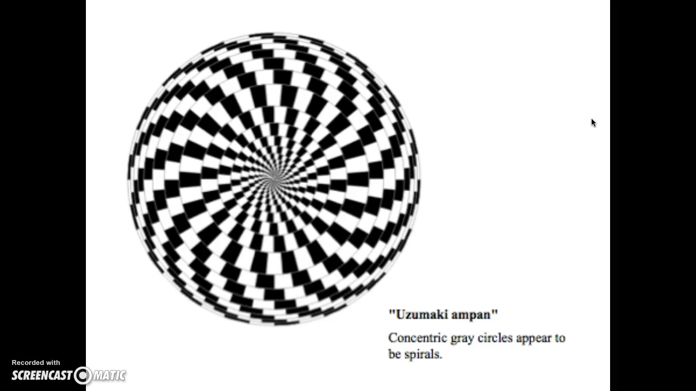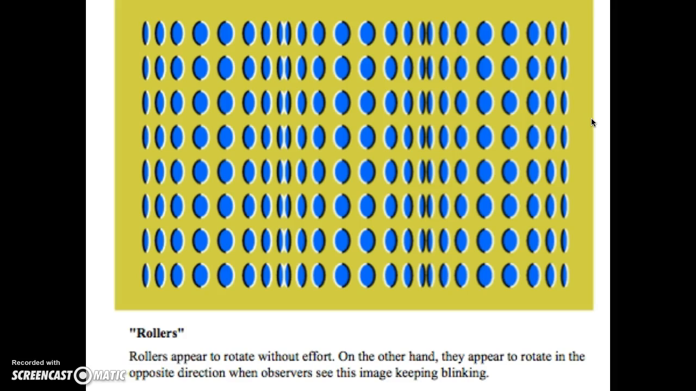Okay, a couple more here. Concentric gray circles appear to be spirals, but they're really not. They're just one circle inside another, but the way that the pattern is offset gives you an optical illusion. And this is the last one. Rollers. They appear to rotate without effort. On the other hand, they appear to rotate in the opposite direction when observers keep blinking.